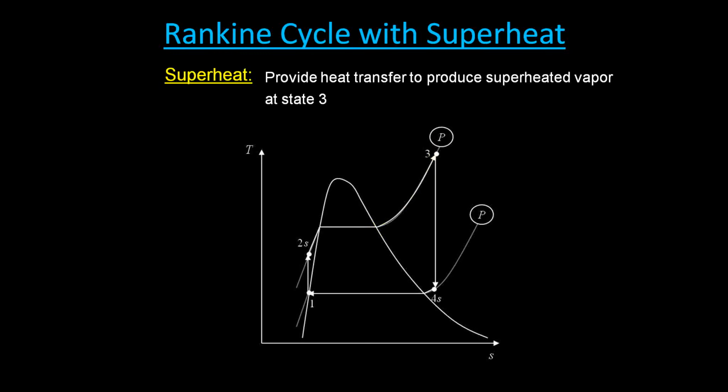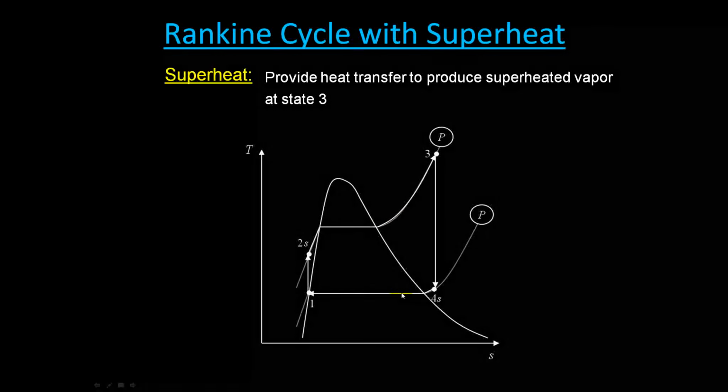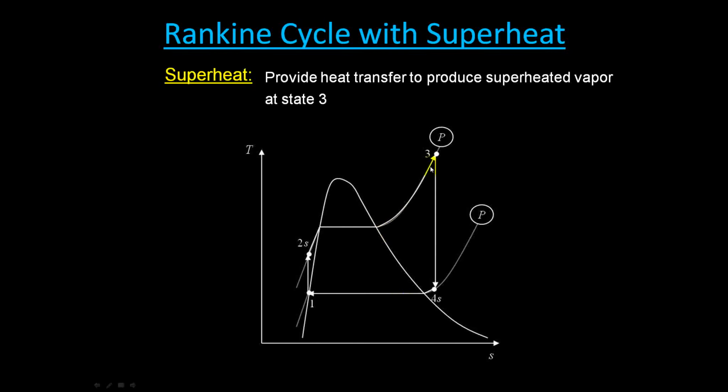Now when you come down to state 4s here in this case for the ideal system, it depends on how superheated you've made it. You could just superheat it enough so that when you come back down, maybe you're in the saturated mixture region when you go to 4s. Or you could superheat it enough that you are still superheated when you come to state 4s. It all depends on how superheated you get it.